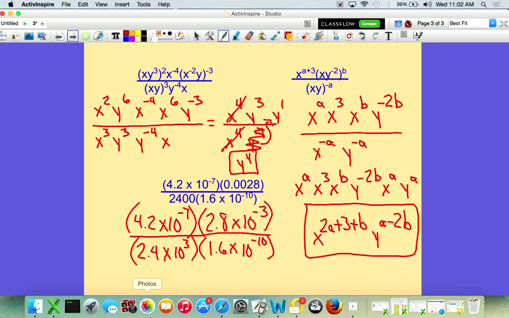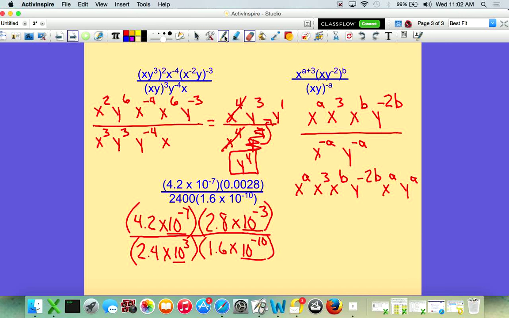Now, if you notice, we've got a whole bunch of 10s here. We can combine every single one of those. 10 to the negative 7th times 10 to the negative 3rd would, if we add those together, we know for sure on the top we would have 10 to the negative 10 power. On the bottom we'd have 10 to the 3rd times 10 to the negative 10th. That'd be 10 to the negative 7th power.